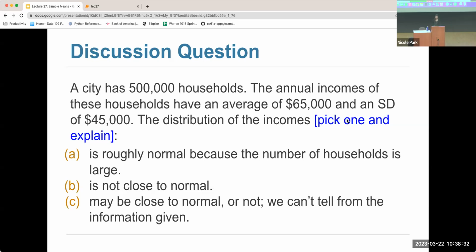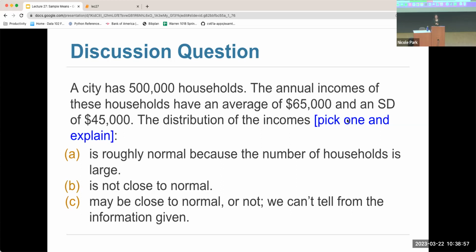Okay, hopefully that was enough time to discuss. We're going to go over what you got. So raise your hand if you got A: it's roughly normal because the number of households is large. Oh, nobody. Okay. What about B: it's not close to normal. Okay, a few people with that. And then C: maybe close to normal or not, we can't tell given the information. Okay, so a lot of people got maybe it's normal, maybe it's not. The answer is going to be B.